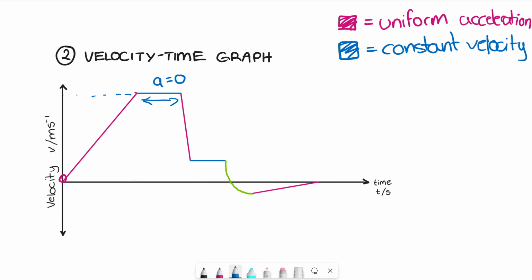Okay, and the same thing for the other blue part, it's also just constant velocity, so it's just moving at the same speed. Many people often confuse this with the object stopping, and that's wrong because that's a displacement time graph. That's not for a velocity time graph.